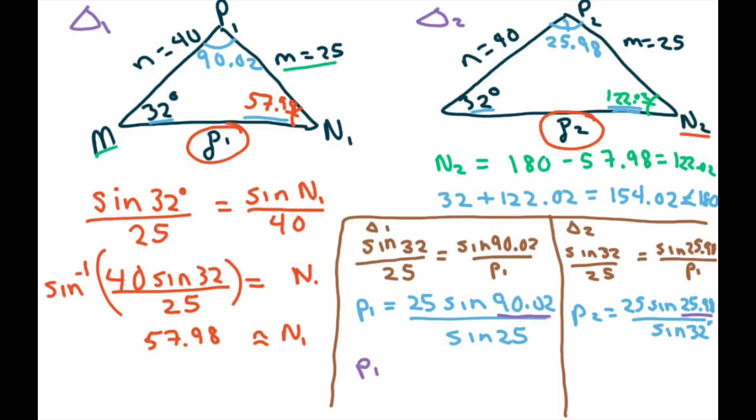And you put that in the calculator, and you get approximately P1 would be 47.18. And for this one, I would get approximately, for P2, 20.67. And I just solved 2 triangles. And that's it.